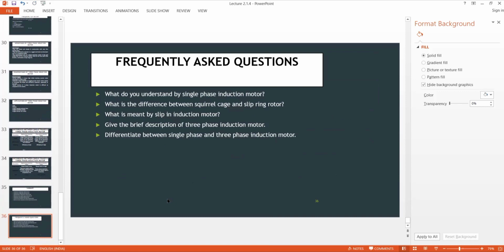So now I hope everybody is aware of what a DC machine is, what an induction machine is, how they are different from each other, and how they are used in certain applications depending upon the requirement.